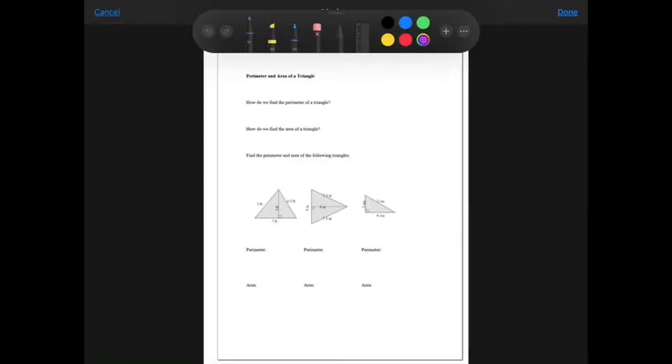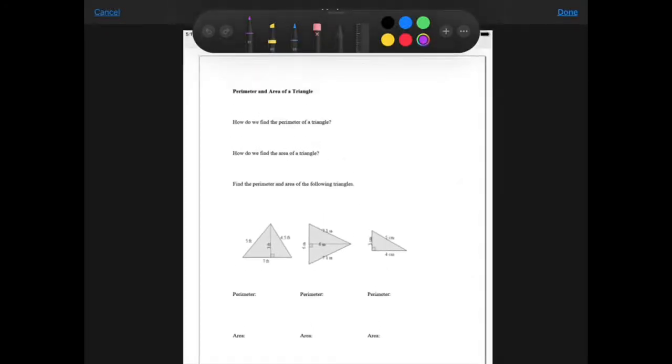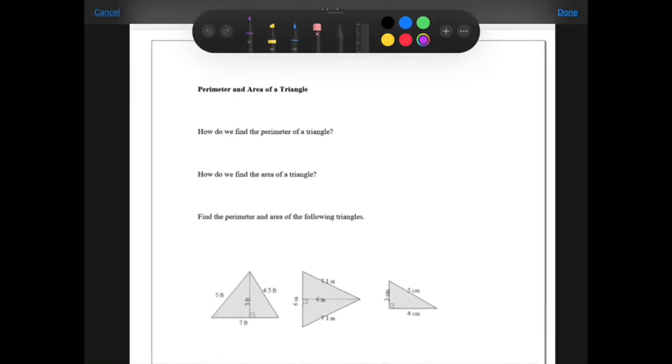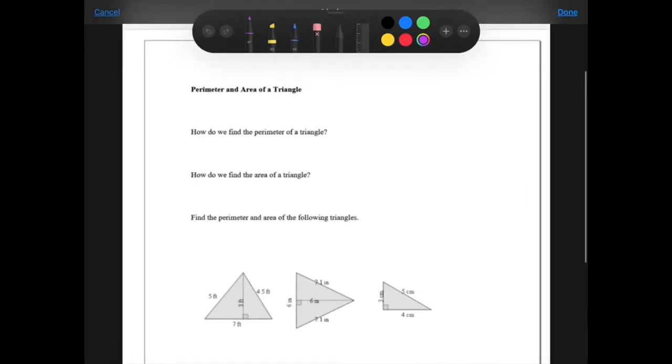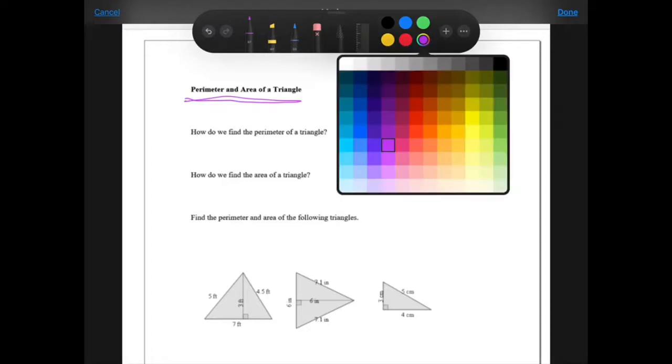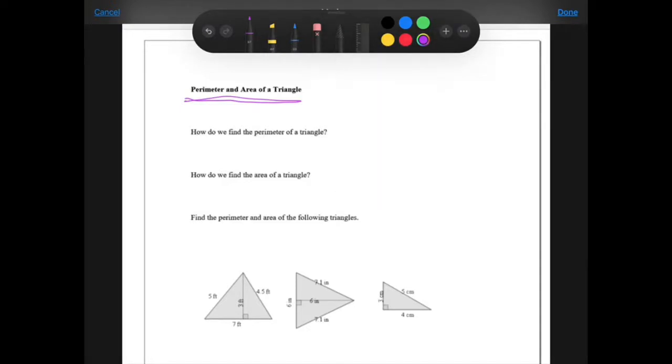Okay guys, so today we're going to be in section 9.6. We're going to do perimeter and area of a triangle. So remember, if you're looking for where we are, perimeter and area of a triangle, this is section 9.6. Alright, so first of all, how do we find the perimeter of a triangle? This is something we've seen before. We just add all sides.